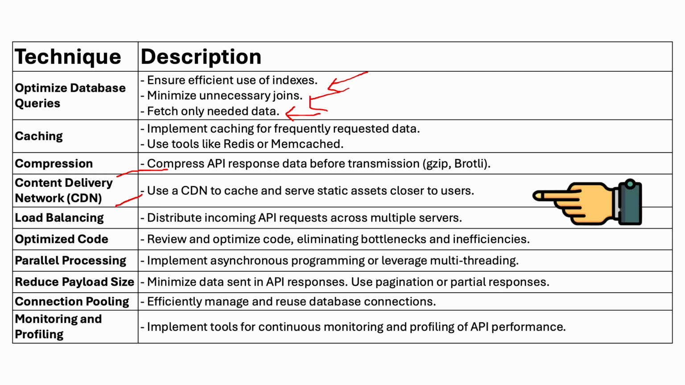A CDN is a network of geographically distributed servers designed to improve the performance, reliability, and efficiency of delivering web content to users. CDNs work by caching and delivering content from edge servers located closer to the end users, reducing latency and offloading traffic from the origin server. So these also enhance API performance to a great level, because the data is not being fetched from the origin server. It is given to the end user from a cached CDN server.